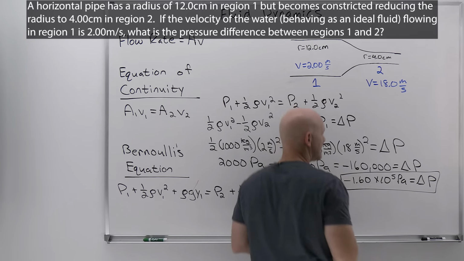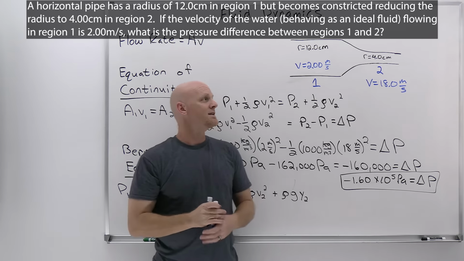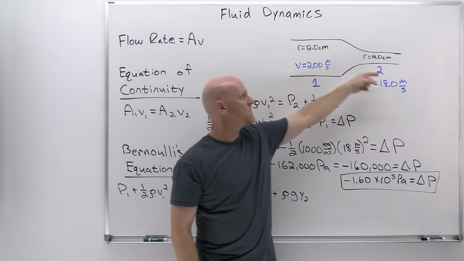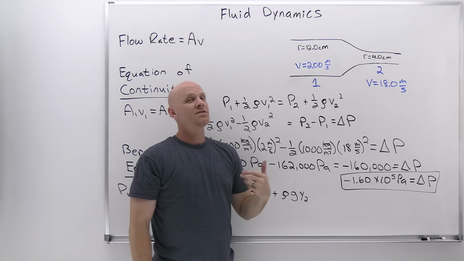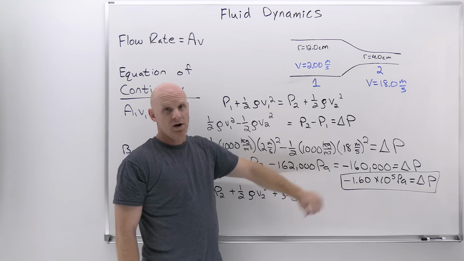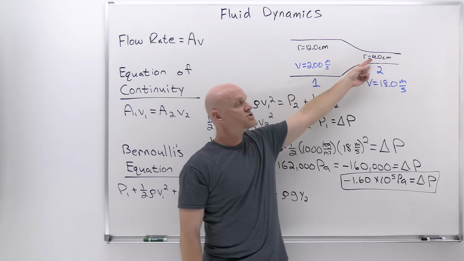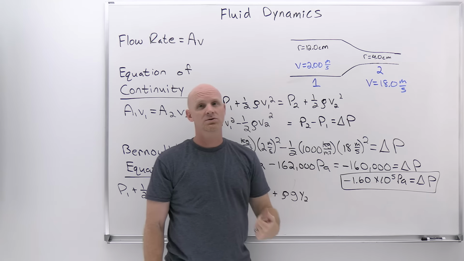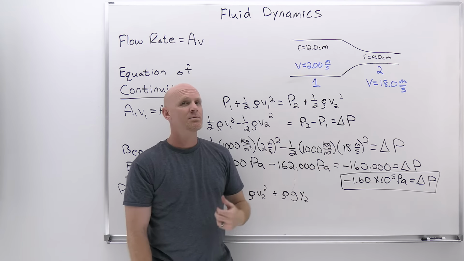Now, does it make sense that the pressure difference is negative? Well, if I'm talking of going 1 to 2 and I'm doing final minus initial, then yeah, it's going to make sense. But this is an important principle right here from the Bernoulli equation. So it shows that as you go to a constricted region, the pressure goes down. That's why it's a negative pressure change.